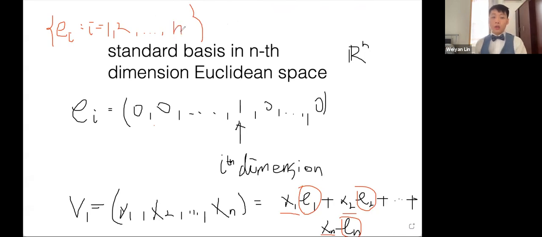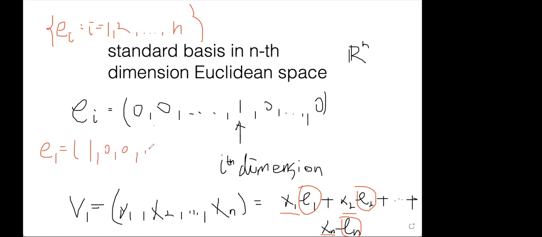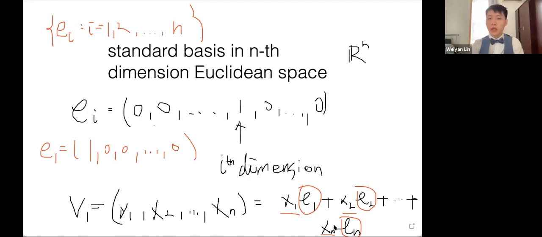Right. So in n-dimensional Euclidean space, you have exactly n standard basis vectors, right? You have E1, E2, all the way to En. So what does E1 look like? E1 is just 1 at the first dimension and then 0 everywhere else. Oh, okay. So this is like making just a field of vectors, essentially. Yes. Right. Makes sense.